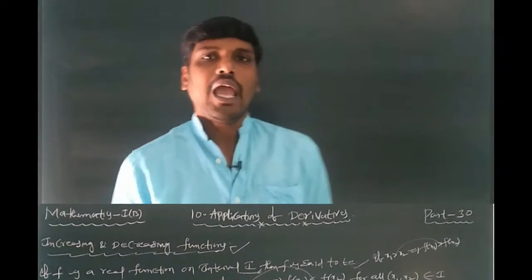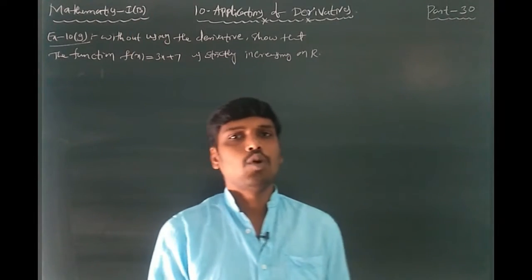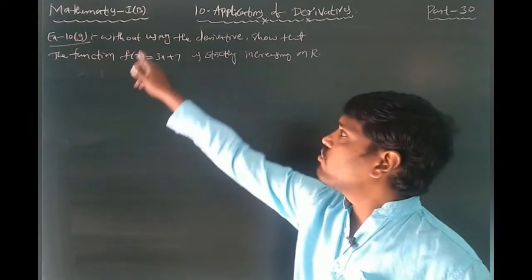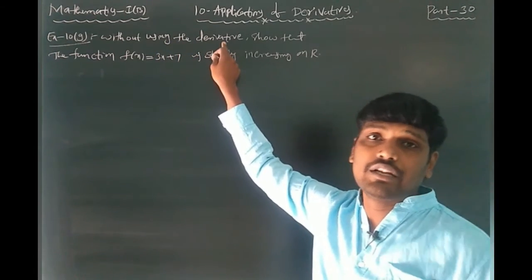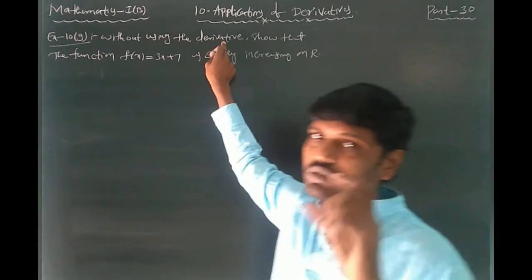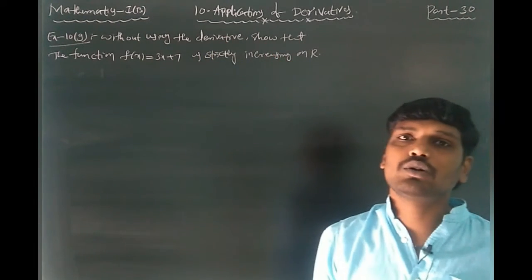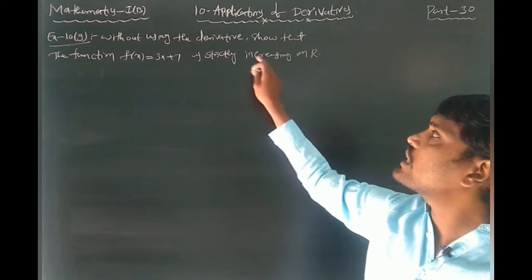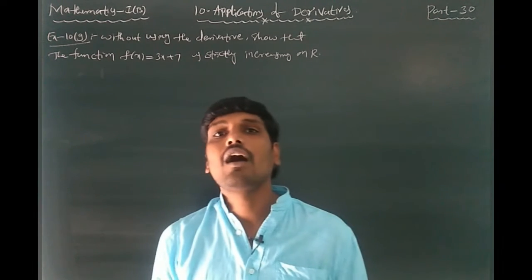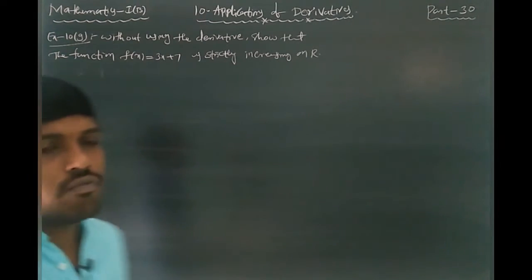Next, exercise 10G, increasing decreasing model problems without using the derivative. Here the derivative is not used. Show that the function f of x is equal to 3x plus 7 is strictly increasing on capital R. This is an increasing function. You can show that.